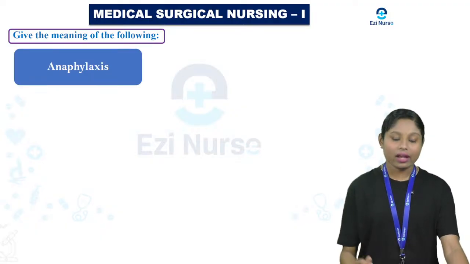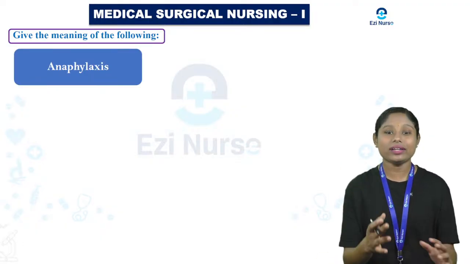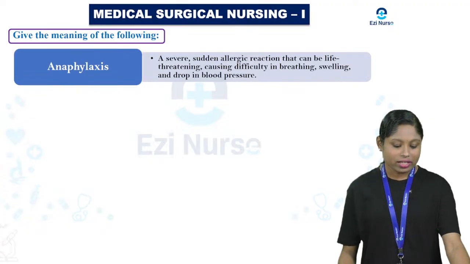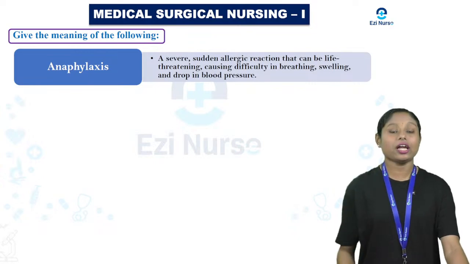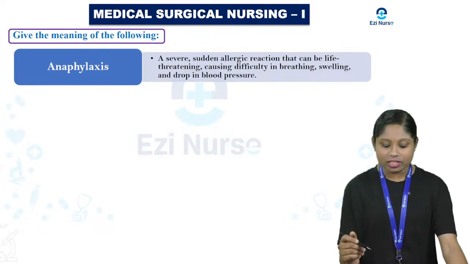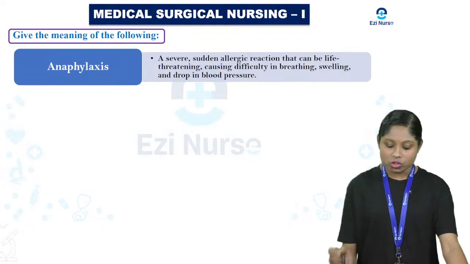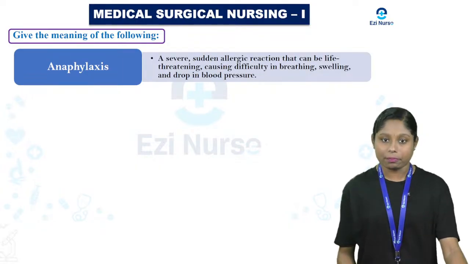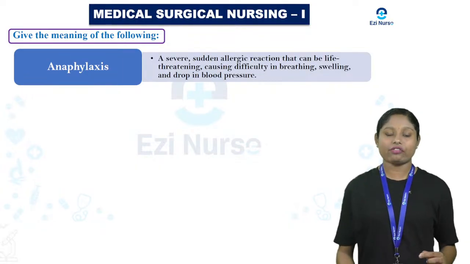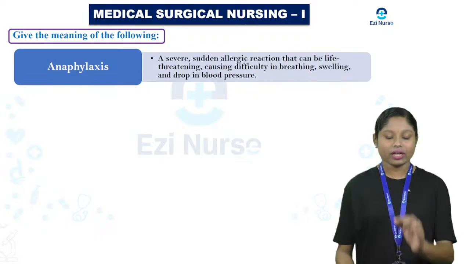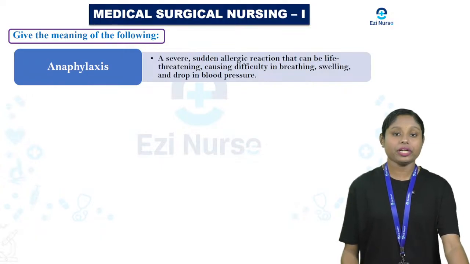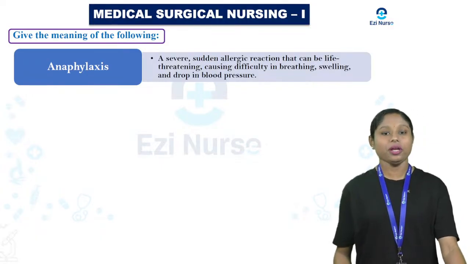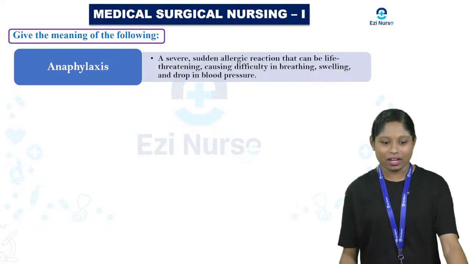First one, anaphylaxis. So what is anaphylaxis? It's a severe, sudden allergic reaction that can be life-threatening, causing difficulty in breathing, swelling and a drop in blood pressure. So that is the definition of anaphylaxis.